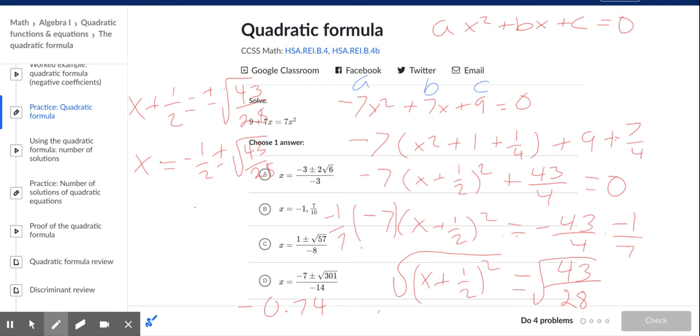Nope. I did make one little mistake, and that was right here. I made a mistake. This should have been negative. I factored out a negative, so that sign should have changed, and I didn't change that sign. So this should be negative all the way through.